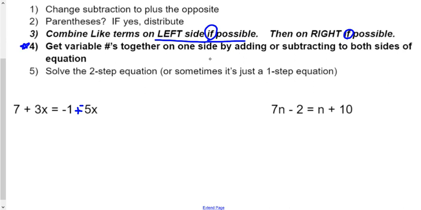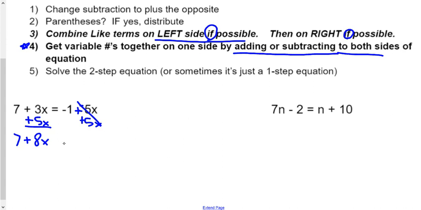Get variable numbers together on one side by adding or subtracting to both sides of the equation. Well, folks, this is plus -5x. Just add 5x to make it cancel, and then put our 5x underneath the like term of 3x right here. What is 3x plus 5x? 8x. And the plus sign can come straight down, and the 7 is just sitting there. And now over here, the equal sign is pulled straight down. The -1 is sitting right there, and that falls down. But the plus -5x, that's gone. That's why we added 5x to make that go away.